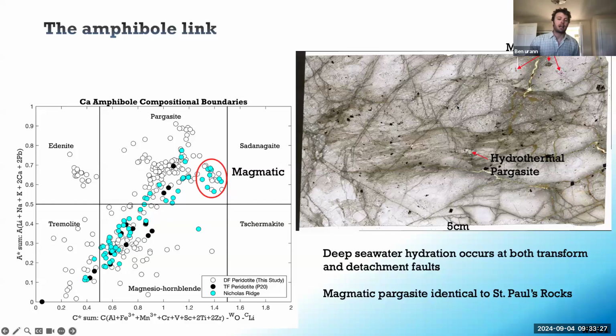And this really highlights the complexity of the hydration histories of these samples, because we have both magmatic delivery of water from below in the mantle, as well as delivery of water tectonically from the seafloor down these deep-rooted detachment faults. And so this is going to certainly require more work to really understand and tease out these deformation histories. But what's neat about this is the magmatic pargasite that we see in these samples is identical to St. Paul's Rocks. And something we're working on right now is comparing and contrasting the trace element compositions of these pargasites from both St. Paul's and from the Nicholas Ridge.